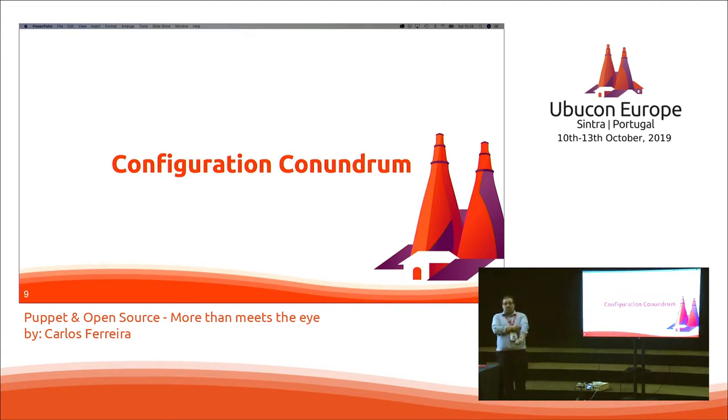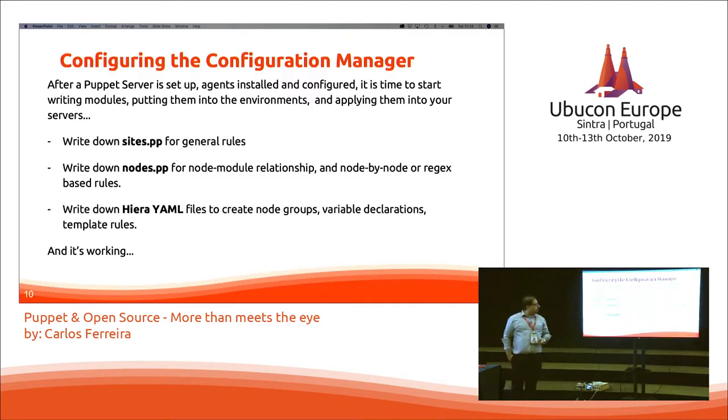But there is, of course, a configuration conundrum in Puppet open source. Why? So let's configure a configuration manager. After the Puppet server is set up, the agents installed and configured, it's time to start writing modules, put them into the environments, and apply them to your servers. So you write down sites.pp, which is, for those who never used Puppet, pp is the extension of a Puppet project file. Inside the main manifests, there's this file, sites.pp, for general rules on how to apply and how to create catalogs.